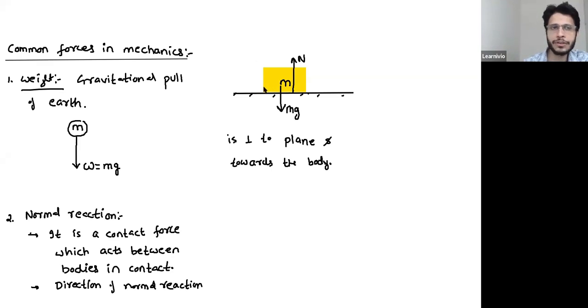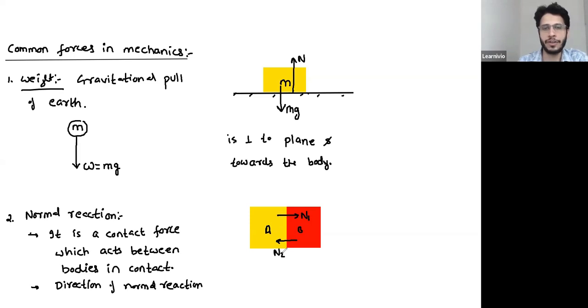The contact could be in this way, or the contact could be in this way. This is also a type of contact. I take this body, then I take another body and place them in contact. This is body A, this is body B. This is one normal reaction, and this is another normal reaction. These normal reactions act on the bodies when they are placed in contact. It always acts perpendicular to the plane and towards the body.